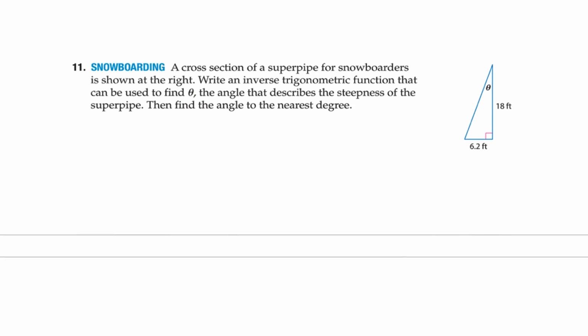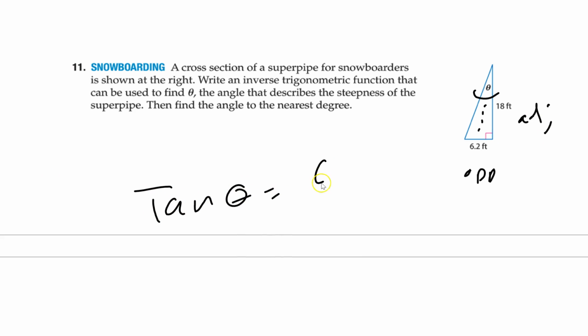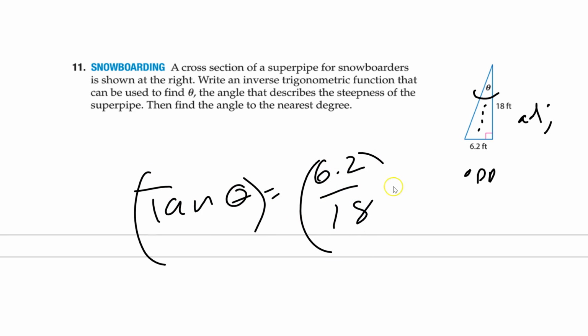Right, last one we're doing today, then we're done with this video. Same idea. There's your angle. Opposite, adjacent. Hey, it's another tan. 6.2 over 18. Again, going to get rid of tan, do tan inverse of both sides. And we are done. And there we are.